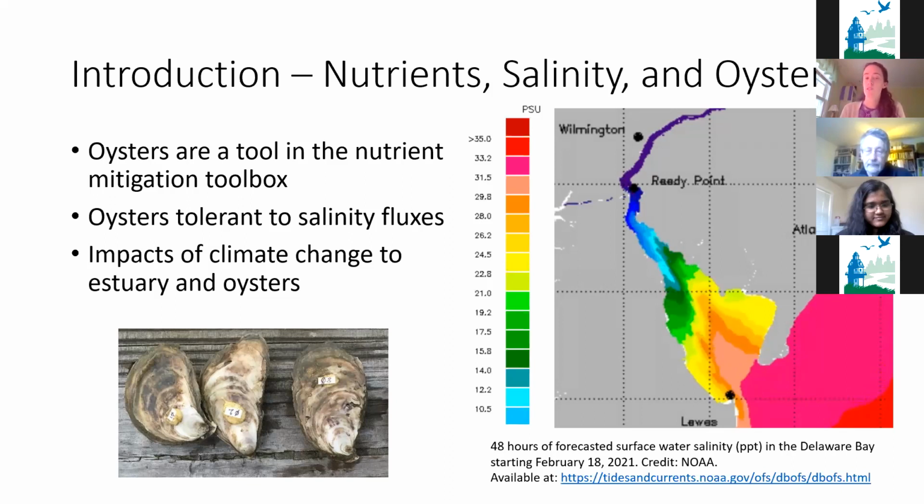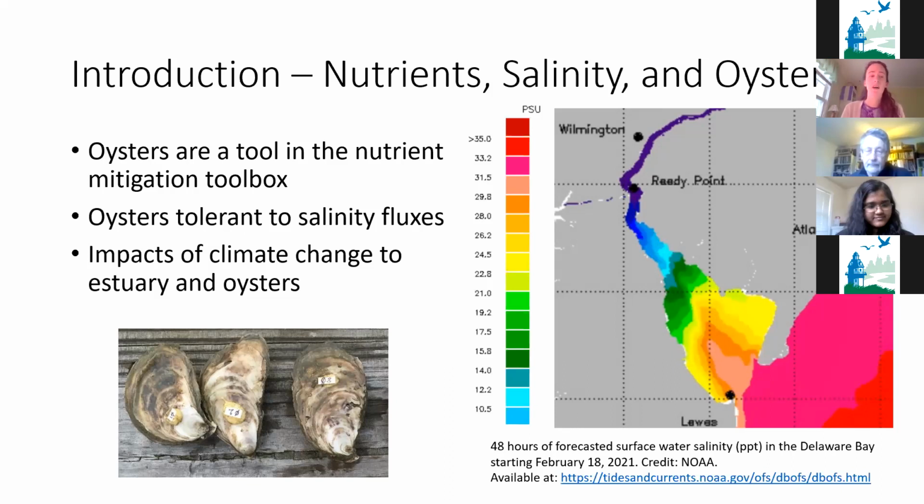Something else to note about oysters and salinity is that oysters are sensitive to prolonged low salinity conditions, which cause severe mortality events to populations. These low salinity conditions are primarily triggered by storms, which bring large amounts of fresh water into the marine ecosystem. Unfortunately, the frequency and intensity of storm events are expected to increase with climate change. This increase in freshwater input could create more acute low salinity events in the Delaware Bay and alter oysters' ability to provide those water quality benefits.